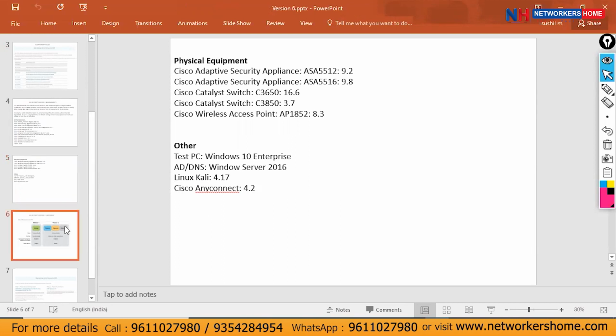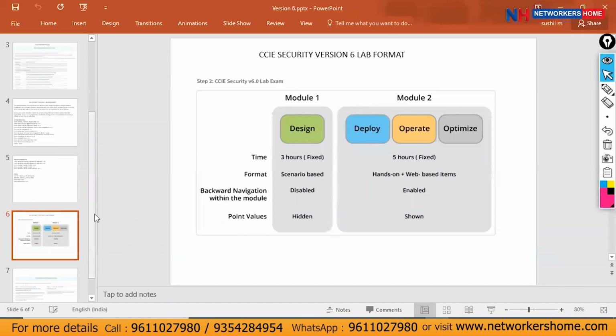Now coming to the CCIE Security Lab examination design, this time it has completely changed. You'll have two modules of examination, two parts. One is module 1, another is module 2. In module 1, you'll have a design section. And this time, guys, it's very much complicated. You can say it's easy also, or you can say you don't have much preference over here. Much preference in the sense task-wise, the design section will be very easy. Task-wise it will be very easy because it is MCQ questions.